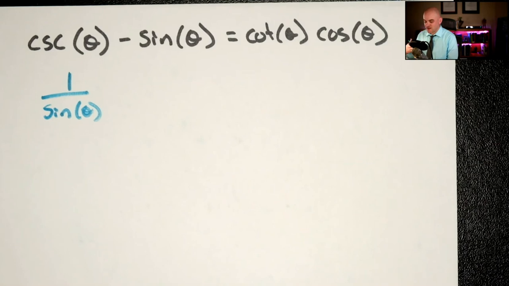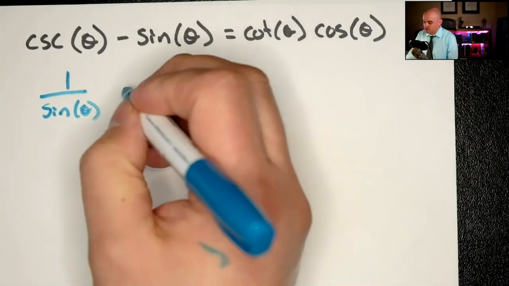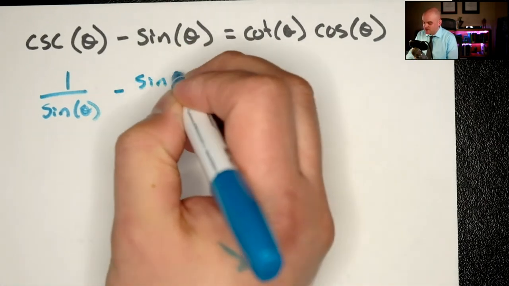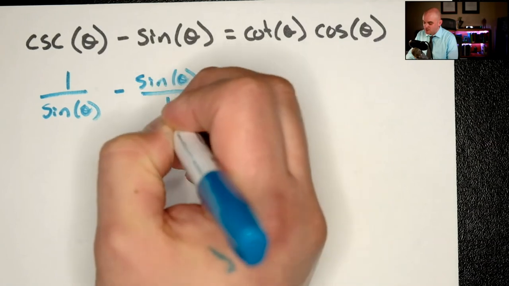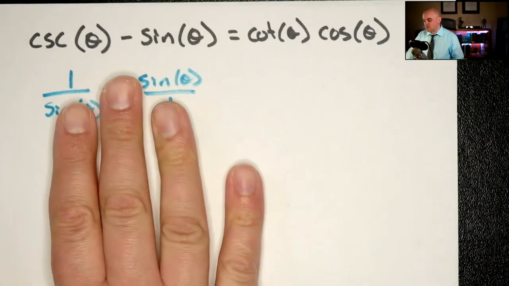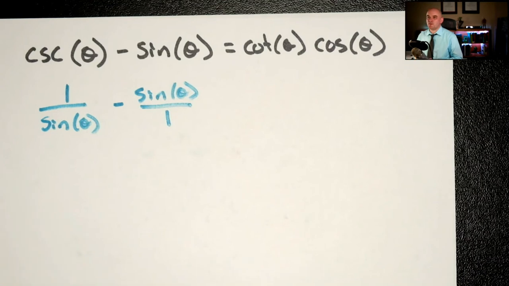So that way you can get the wheels turning in your head on what to do. And I'm going to subtract from this the sine of theta. Remember, we're going to make it a fraction. I want to make this look like the right-hand side of the page there.